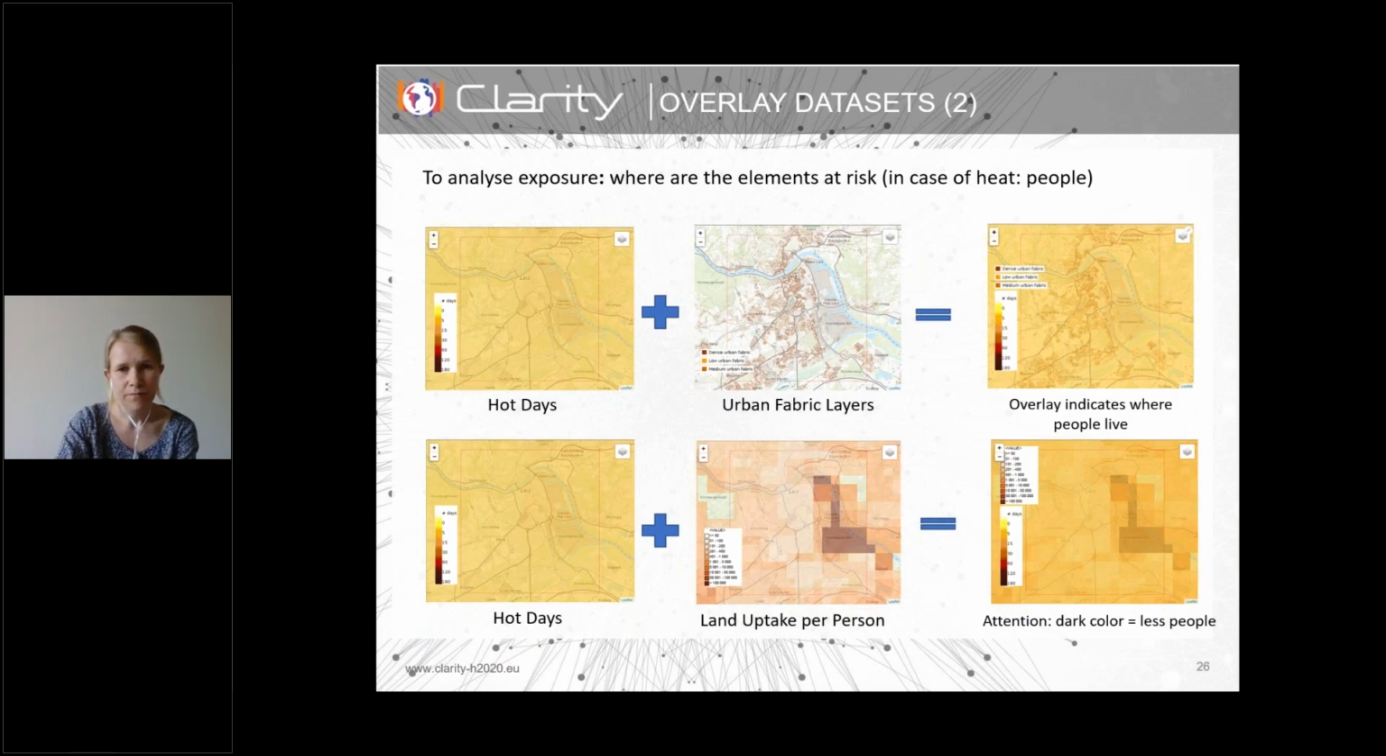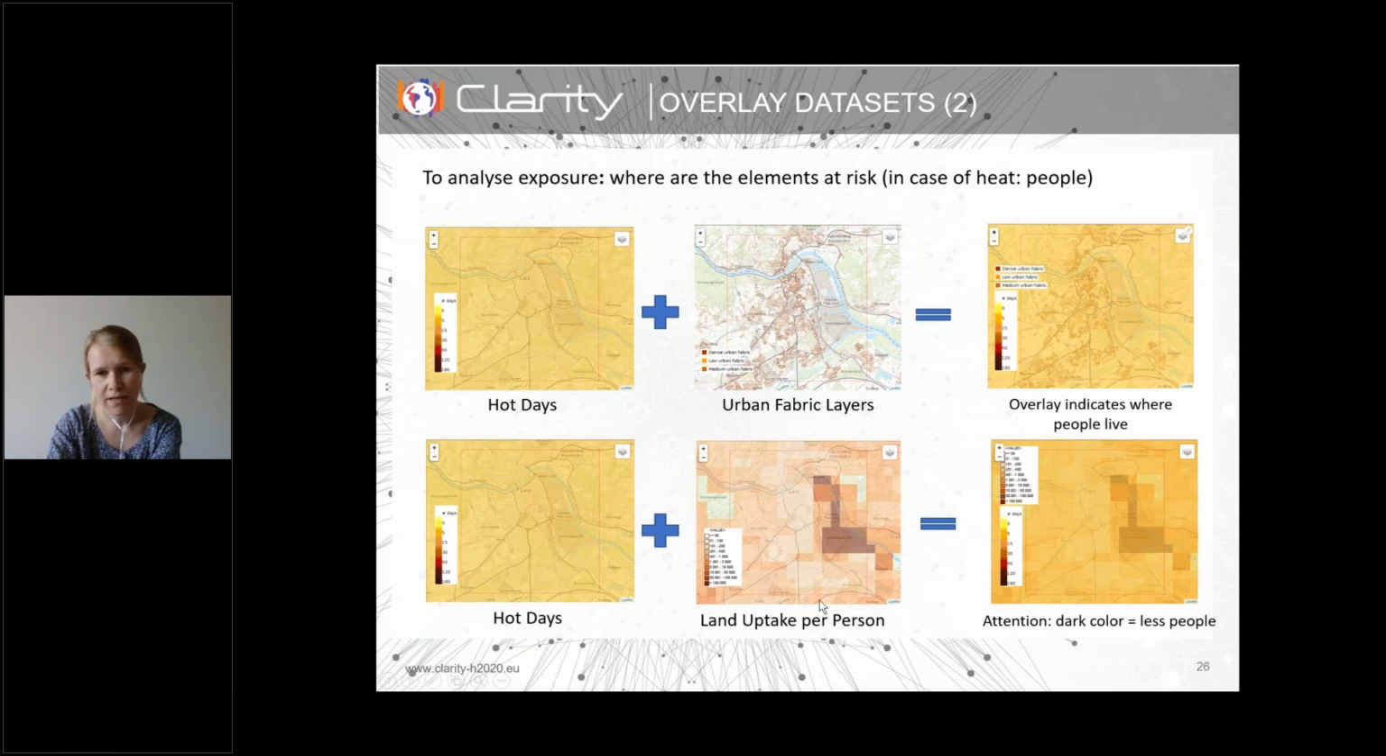It's also possible to make an overlay of these data sets to analyze the exposure. And for this, one has to have a look at the additional layers that are available and which ones one could use as a proxy for population, in this case, if we want to have a look at heat. So here I've again taken for the hazard layer the hot days, and then we'll show you here the urban fabric layers, and here only the buildings that are located in the dense urban fabric, median urban fabric, and urban fabric. So here are those buildings where people live. And if you overlay them, that's how it would look.